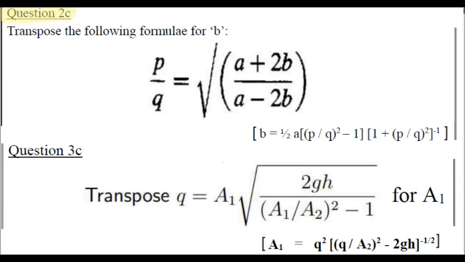Question 2c, got to rearrange to find B, given the formula shown here. Notice that B occurs in the numerator and the denominator. Answer for B shown here in the bracket. And question 3c, the equation for lowercase q here, we have to rearrange for A1, which occurs here. The answer A1.